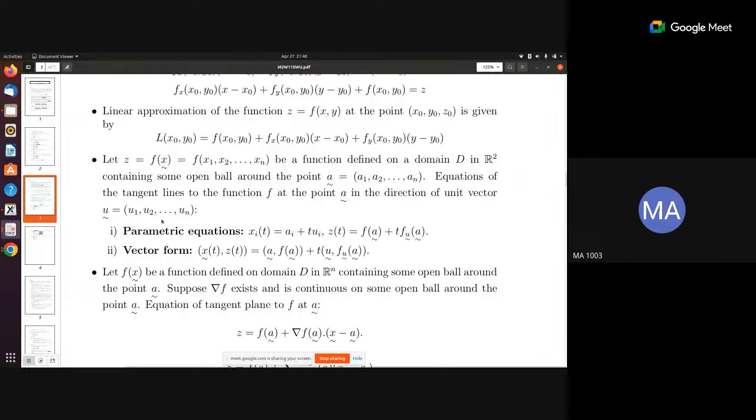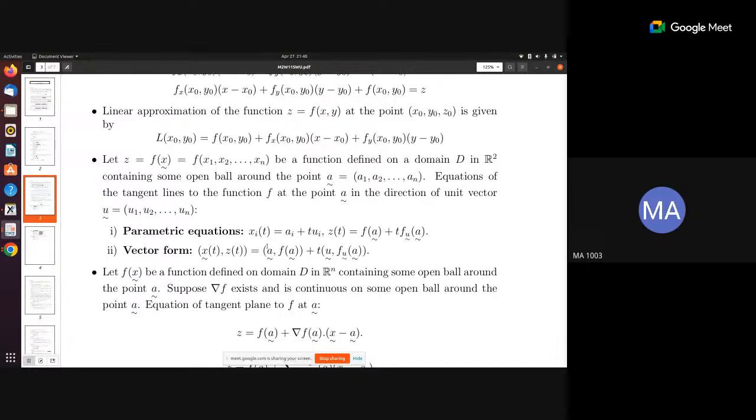So for each one, suppose x1 to xn are there. So the first n equations are what? In parametric form, or in symmetric form if you want to write: first is (x1 − a1)/u1, (x2 − a2)/u2. So n equations you will get like this, right? What about the last equation? That depends on the functional value. So z(t) will be f of that point (a1 to an) plus t times the directional derivative along that same direction at that point. Yeah, that is your parametric equation.